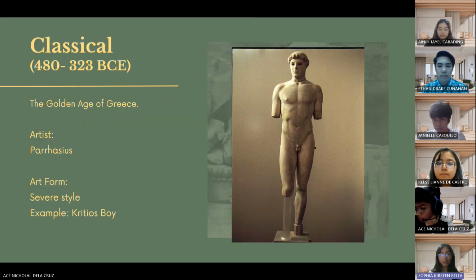The classical period spanned 480 to 323 BCE. It was the golden age of Greece, and here the proportion and postures were more naturalistic than in the past. The severe style can be classified as having realistic anatomy, serious expression, pouty lips, and thick eyelids.